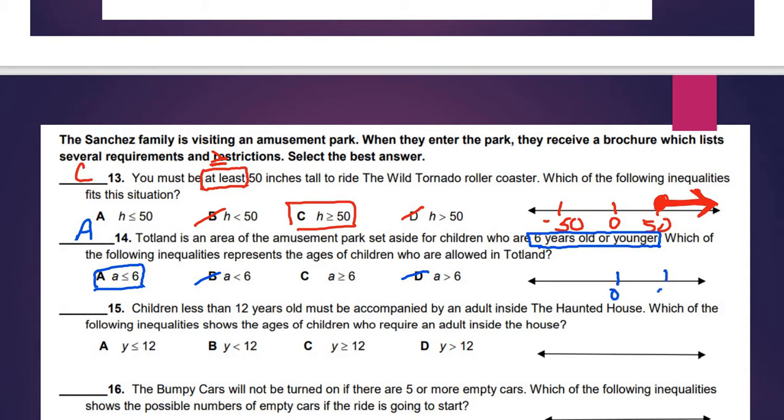Now I'm going to put 0, 6, and -6. Since this is a closed circle, it's an equal. Then all of these numbers to the left are all the solutions. Now look at number 15.